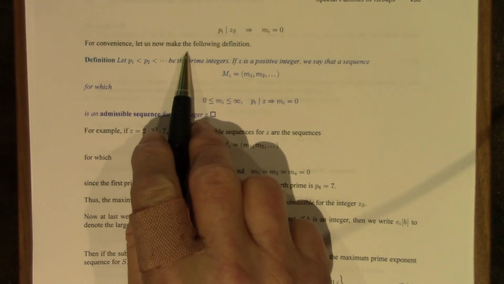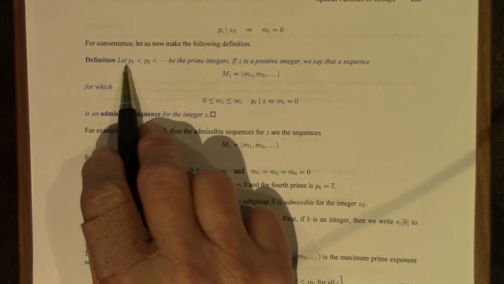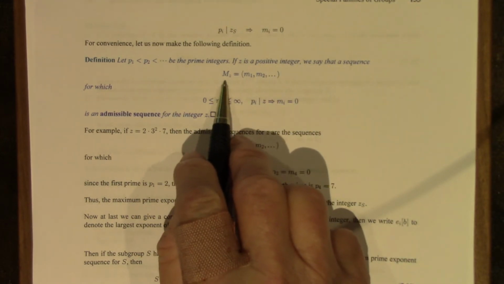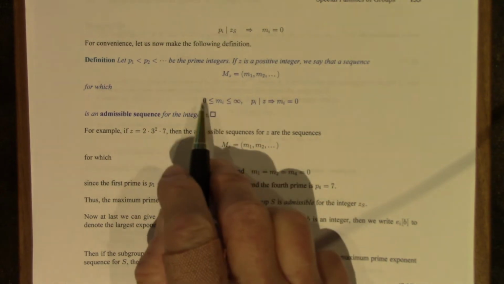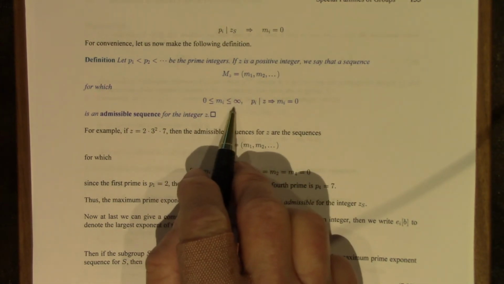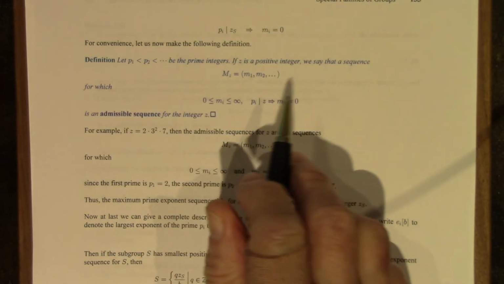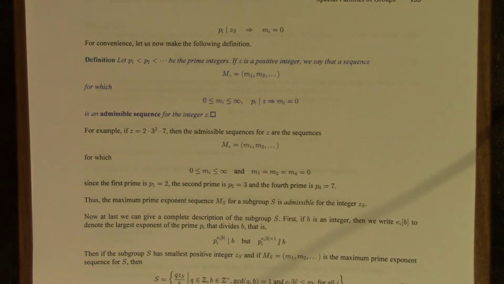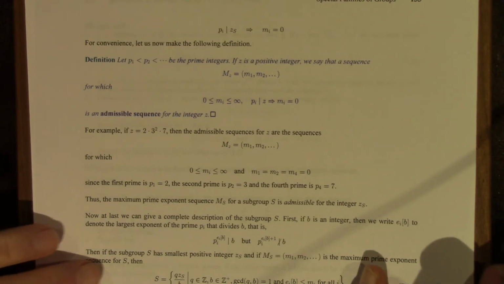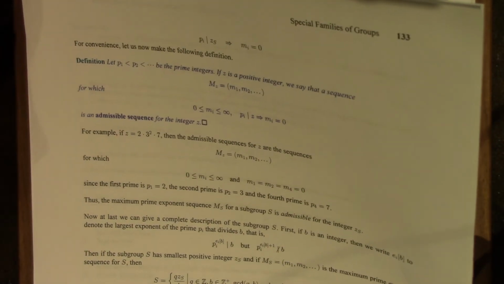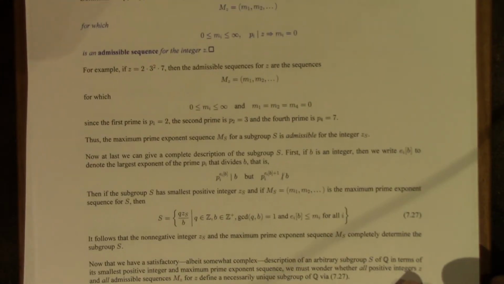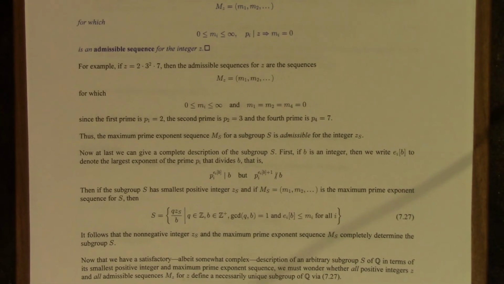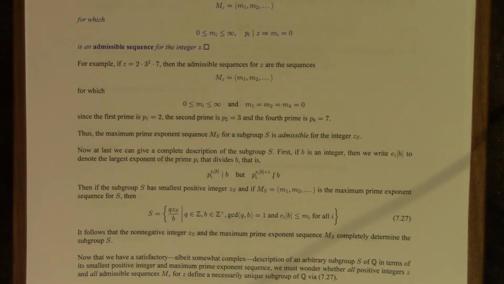Now, just for convenience, I'm going to make this definition here. Again, we have the prime integers. If z is a positive integer, we'll say that the sequence m_z, that looks like this, for which the m_i's are between 0 and infinity, including infinity, but with this property we just talked about, p_i divides z implies m_i is 0, we'll call that an admissible sequence for the integer z. It's not a very intuitive term, but I couldn't think of a good one. And we're only going to use this just in the description of our final theorem, so it's not too critical, but it would be useful.